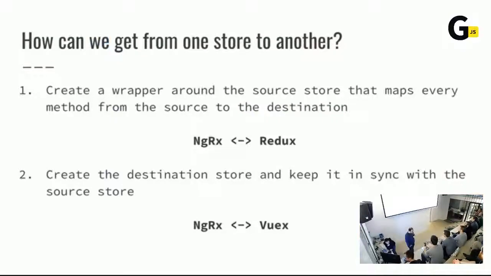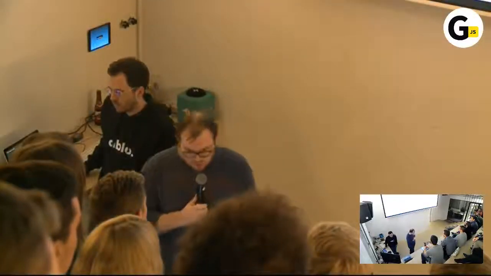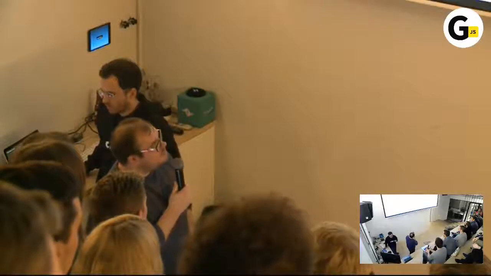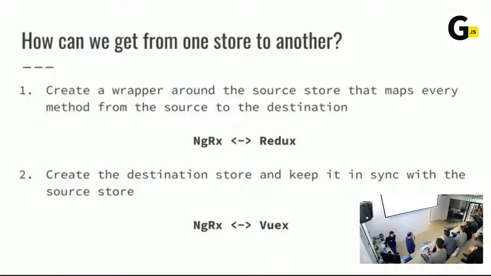Vue was something different. Apparently Vuex was completely not based on Redux because they thought, yeah, Redux is not good enough, so we're going to create something completely different. And it wasn't possible for me to just wrap NGRX with a wrapper to get Vuex. So here I created a new Vuex store, and I just created some functions to keep one store and the other store in sync. It's as simple as that.